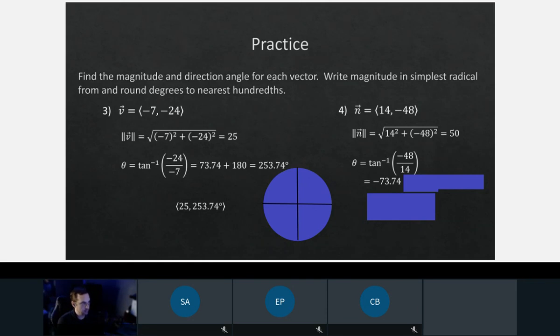Here we go. 0. That is a sweet looking 0. All right, so because it's negative 73.74 degrees, we start at 0 and rotate clockwise a total of 73.74 degrees. So that puts us somewhere over here, right? And this is quadrant 4. Here's quadrant 1, here's quadrant 2, and here's quadrant 3.